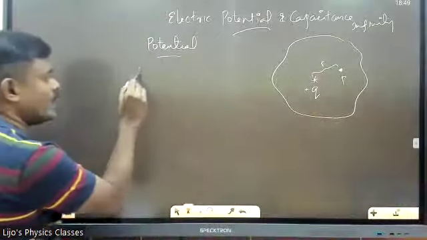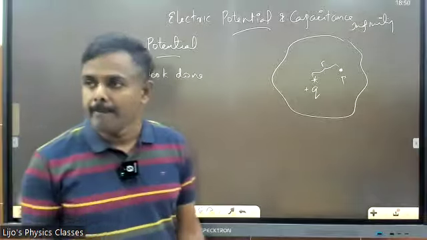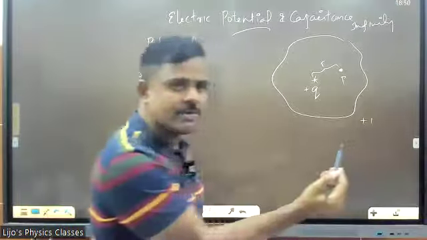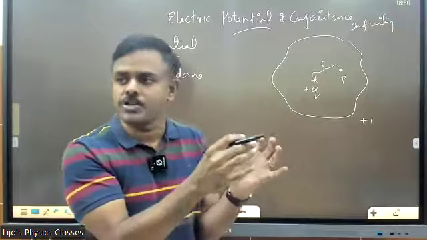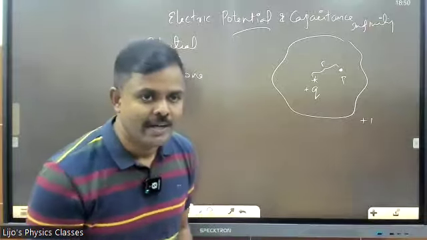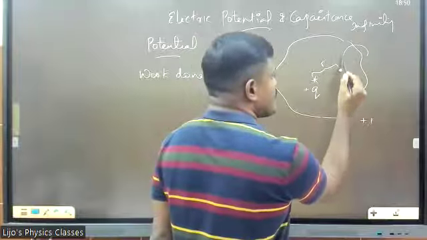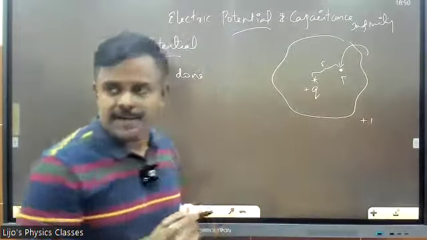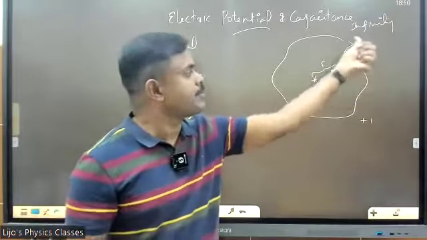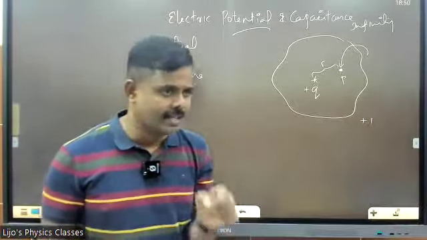It is simply the work done for what? Bringing what? +1 coulomb. The standard procedure is to take a +1 coulomb. That is called unit positive charge. Work done to bring a +1 coulomb from infinity up to this point. Work done to bring a +1 coulomb from infinity up to the concerned point is called the potential at the point. Electric potential.